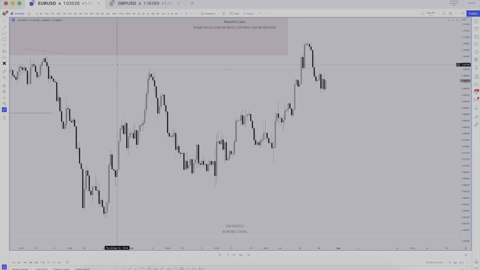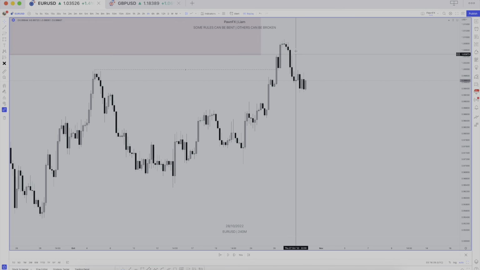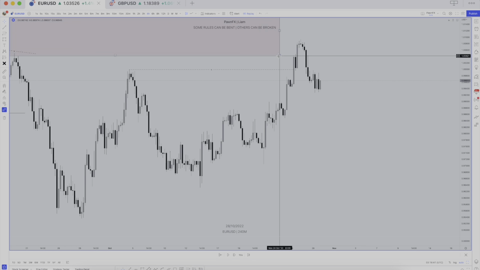So the next thing we need to do is find a POI. Now, two of the POIs that I use are extremes and decisionals. If we look at this market right here, we can see that price has tapped into this POI here.